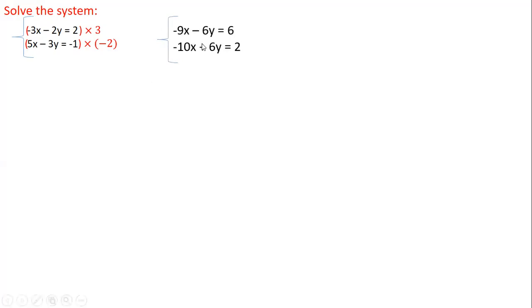Now, as you can see, in equation 1 we have -6Y, and in equation 2 we have +6Y. So the -6Y cancels the +6Y. Now we add -9X and -10X, which gives negative 19X, equal 6 plus 2, which is 8. Now we solve this equation. X will be equal to what, Callum? I think 8 over minus 19. This is the value of X.